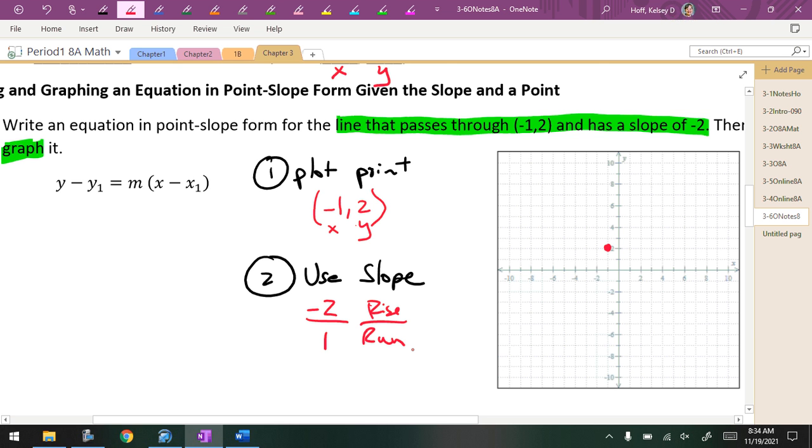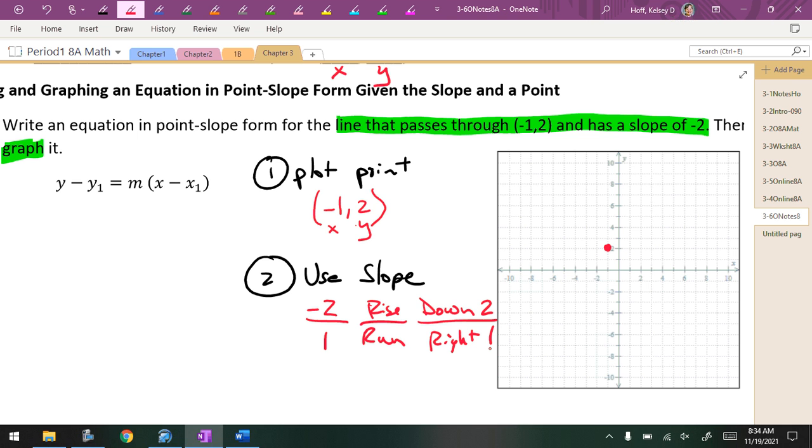If I have a -2 rise, what does that tell me? I'm going up or down. How do I know? He's right. Rise means up or down, but which direction do I go? Very good. You go down because it's a negative. And you're always going to the right.